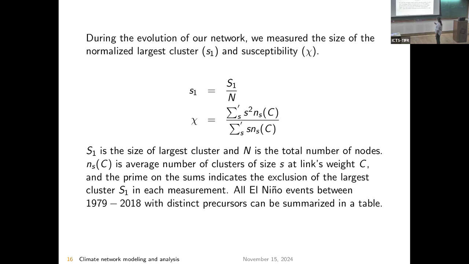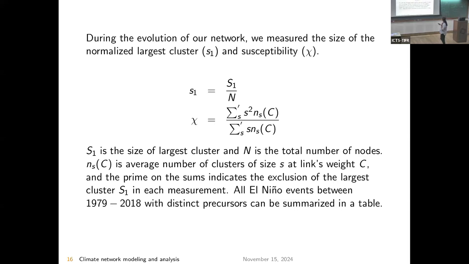quantities. The first is the normalized largest cluster. So what is the normalized largest cluster? Let's say for a particular C value, you have certain clusters. There is one largest cluster. You count the number of nodes in that largest cluster and divide it by the total number of nodes. For El Nino, we have N equal to 726 nodes.